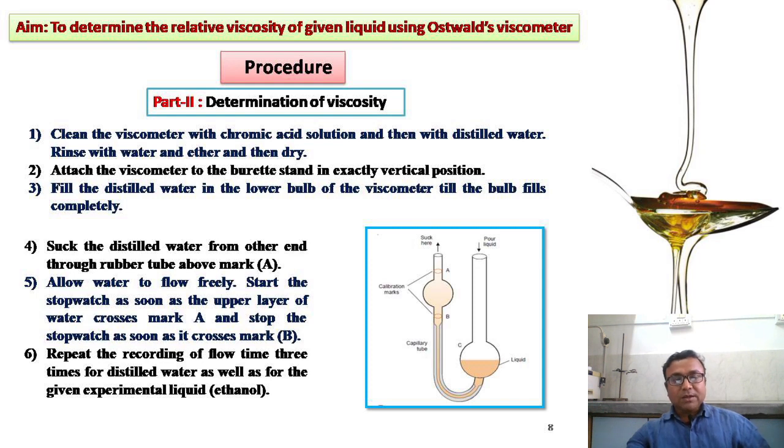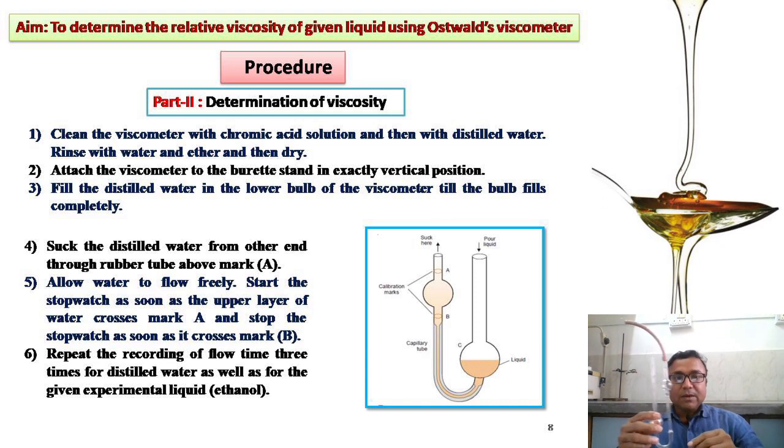First, similarly, whenever you perform any experiment, first clean the apparatus with chromic acid, then rinse it with distilled water and dry it. So this is the first step. This viscometer should be clean in order to perform the further experiment. Second, attach the viscometer to the burette stand in an exactly vertical position. So this is the bulb. You can adjust it using the clamp to the burette stand in a vertical position. So this is the second step.